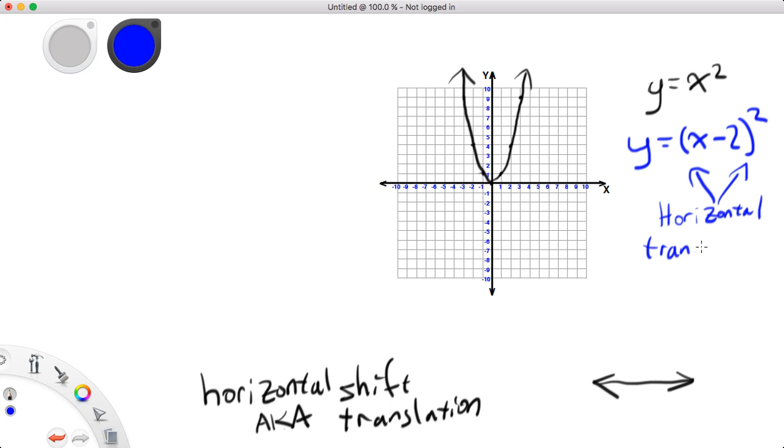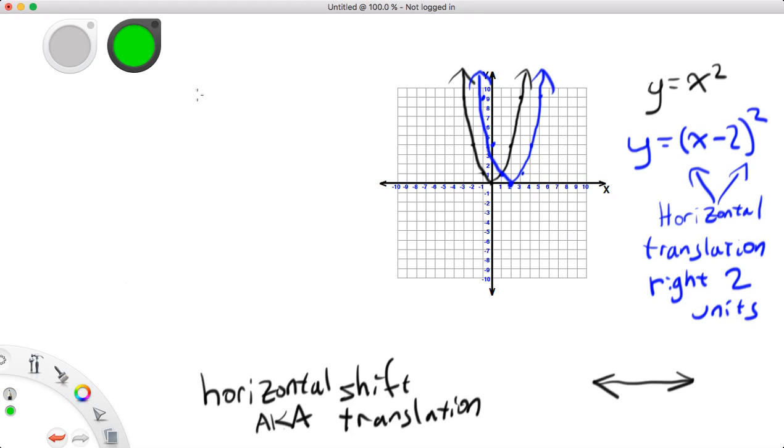Because positive 2 minus 2 equals 0. And I'm worried about what is happening with the x. The x is the thing that I'm worried about. So even though there's a minus 2 over here, the x is not minus. The x is actually positive because it's the opposite of this. Because when I have x being positive 2, minus 2 is 0. So I end up going to the right 2 spaces.